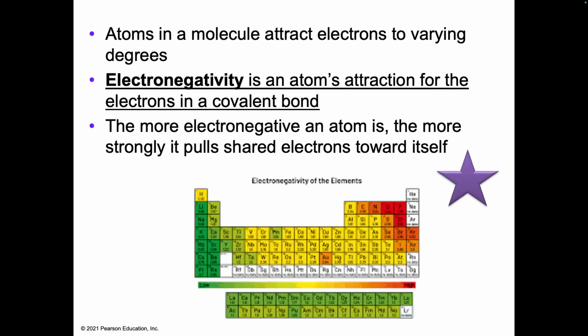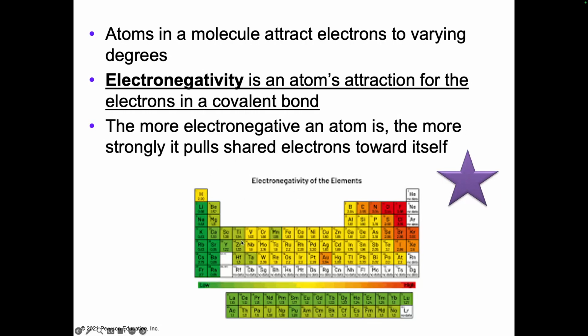Atoms in a molecule attract electrons to varying degrees. Electronegativity is an atom's attraction for the electrons in a covalent bond. The more electronegative an atom is, the more strongly it pulls shared electrons toward itself.